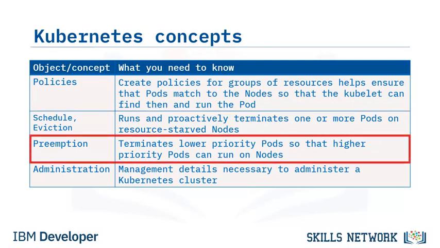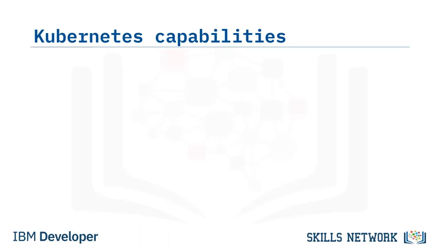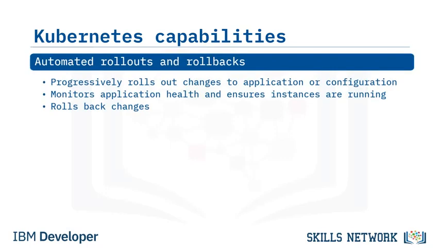Preemption, which is all about prioritization. Preemption terminates lower priority pods so that pods with higher priority can schedule and run on nodes. And finally, cluster administration provides the details necessary to create or administer a cluster. Kubernetes capabilities include automated rollouts of changes to application or configuration, health monitoring, and rolling back changes.